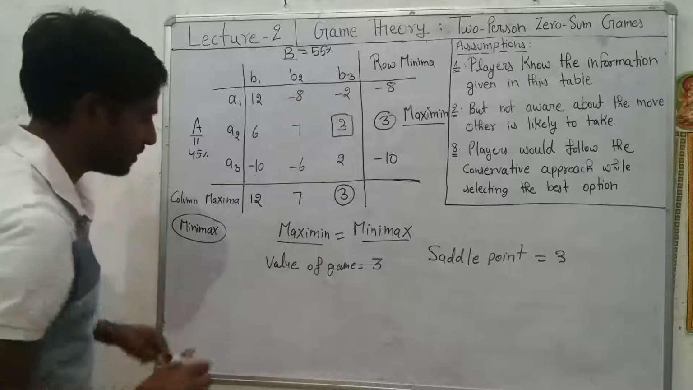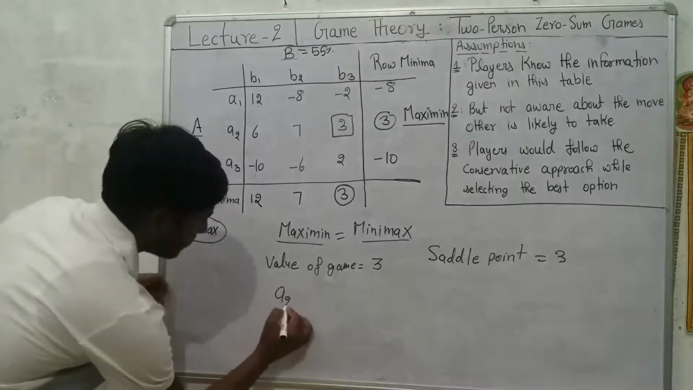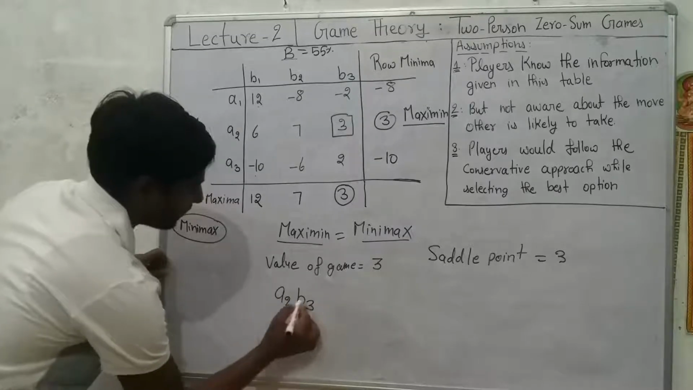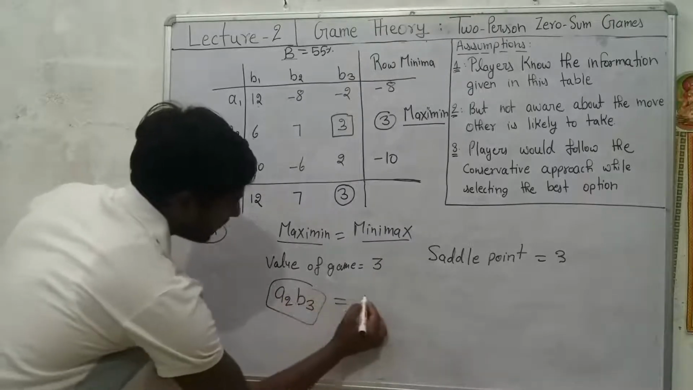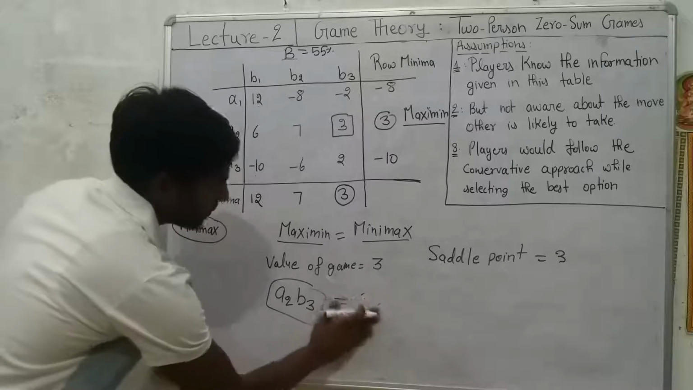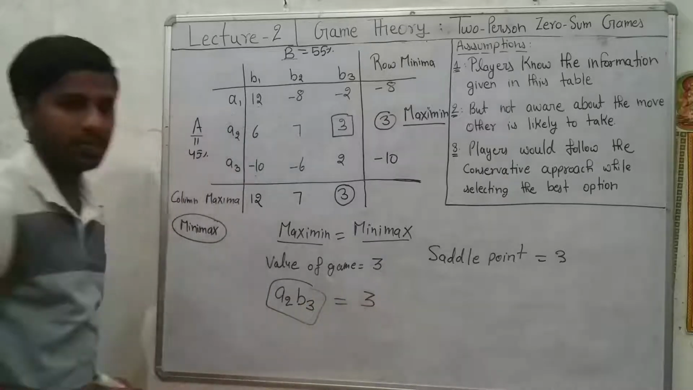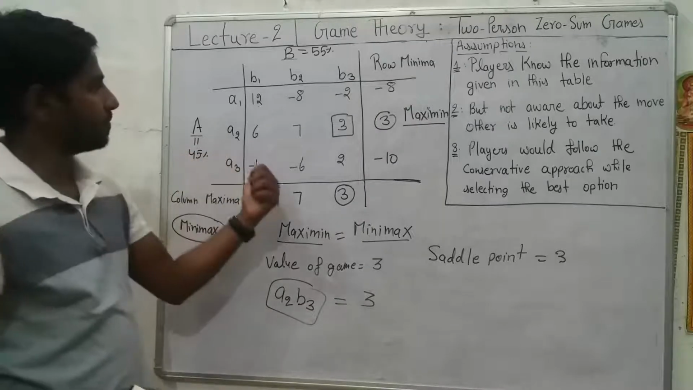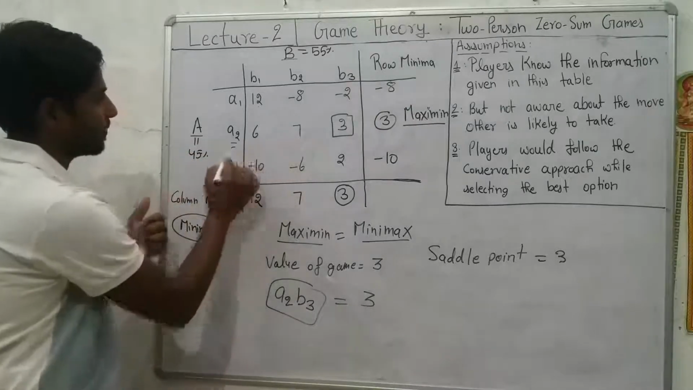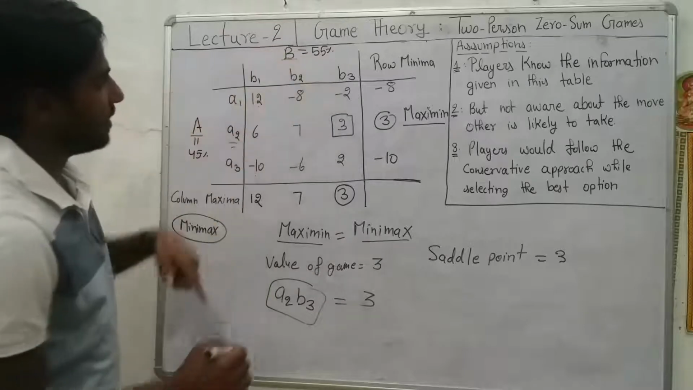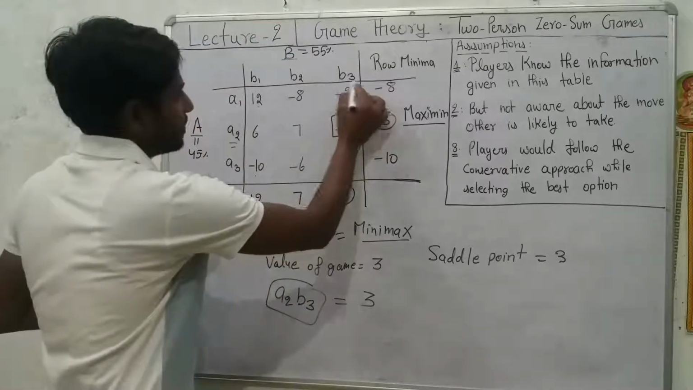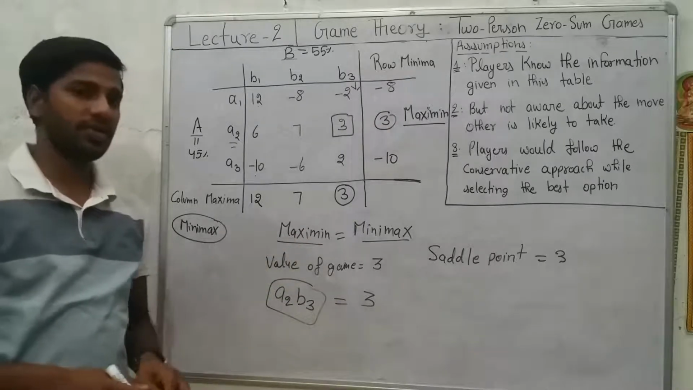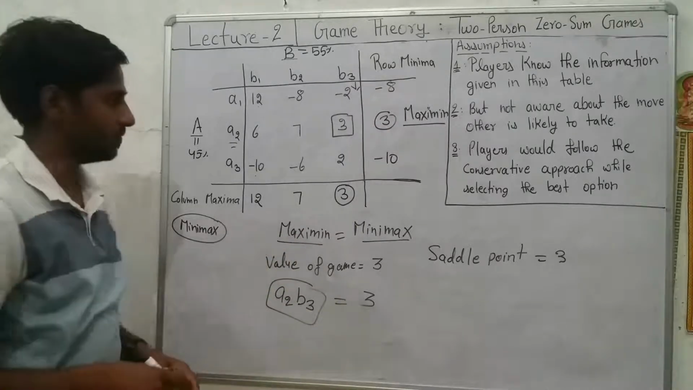So what would be the final combination? A2 B3. And what would be the net impact? It is equal to 3. So the answer is, company A is going to adopt strategy A2, and in counter of that, B is going to adopt strategy B3. So that is the answer of this particular problem or question.